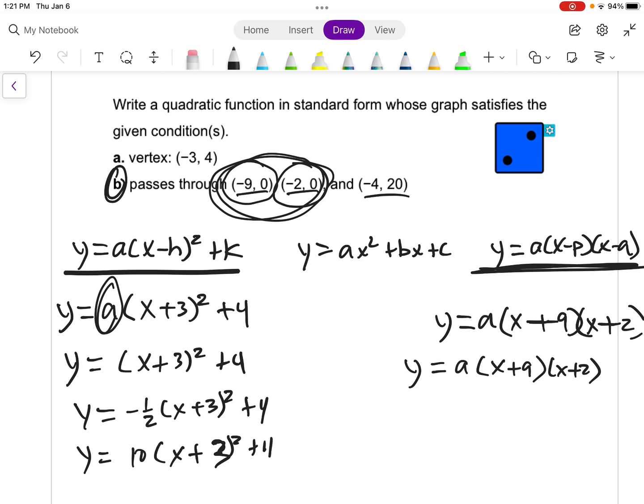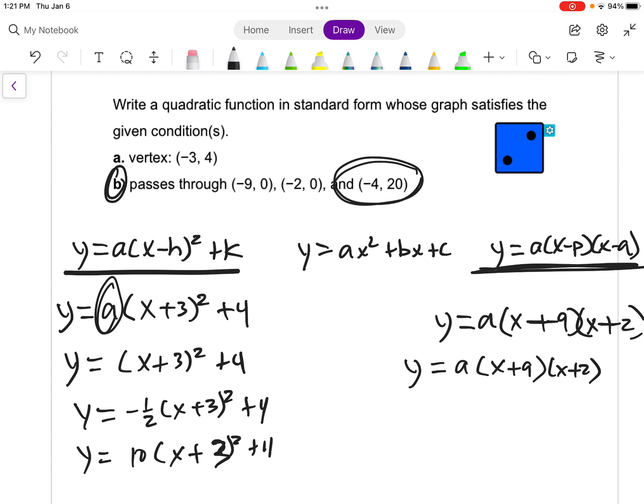But in this case, they give me more information. They give me another point over here. I got this point, -4, 20. If you have another point, we can go back and figure out what a is equal to. That's what we're going to do right now. So what I'm going to do is take -4 for x and 20 for y, and I'm going to plug those in for x and y and solve. So I'm going to put 20 for y. 20 equals a times -4 plus 9 times -4 plus 2. And I just got to work this out and find out what it comes out to.